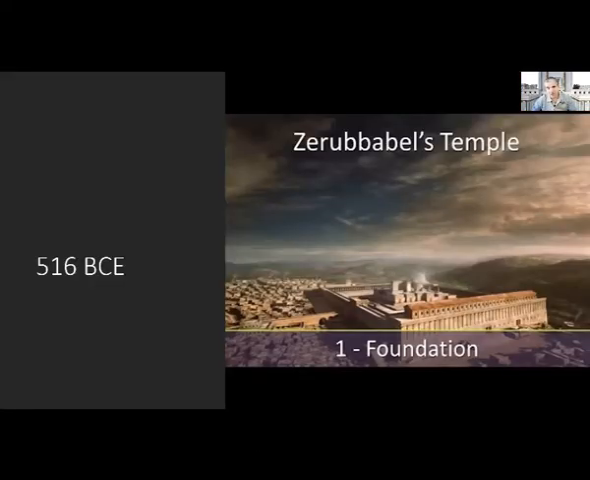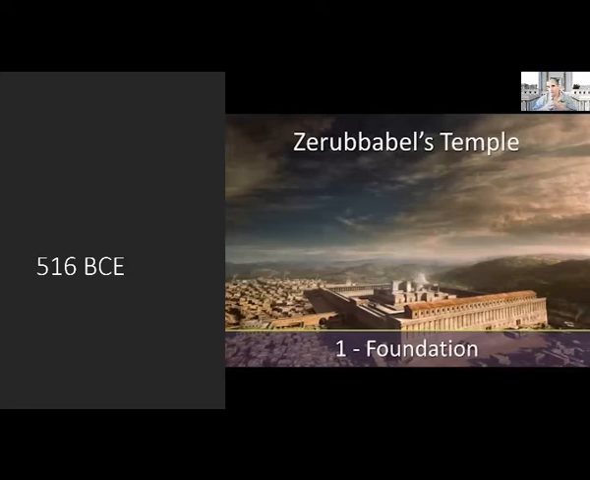After the return to Zion by Ezra and Nehemiah and the rebuilding of the wall around the city of Jerusalem by Nehemiah, Zerubbabel got the permission to build the second temple. The second temple was not built by King Herod. That's a common mistake. The second temple was built by Zerubbabel.